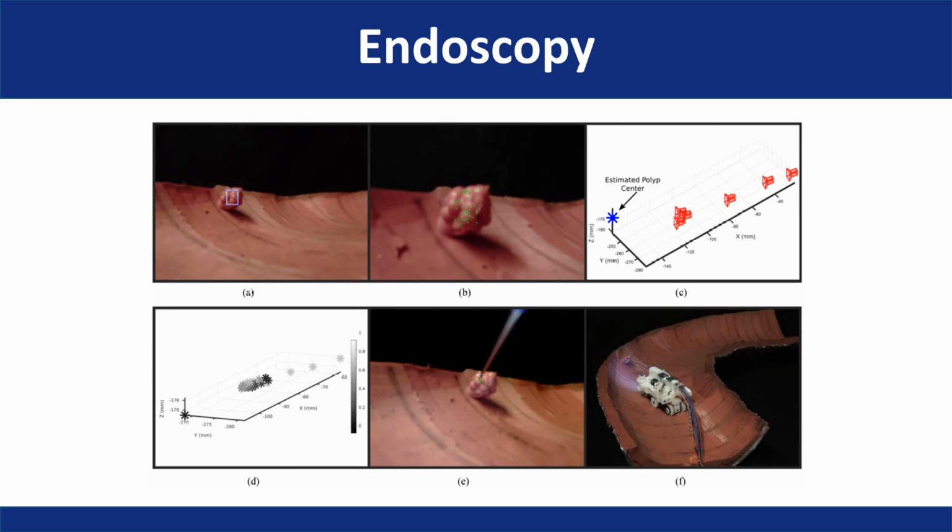Subfigure C highlights how the system reconstructs the polyp's position in 3D space, combining image data and positional feedback from onboard sensors. Pose adjustment. As seen in subfigure D, the REP adjusts its position and orientation to align with the target. Intervention. Subfigures E and F showcase the final step, extending the biopsy forceps to accurately reach the polyp, as confirmed by onboard and external cameras.